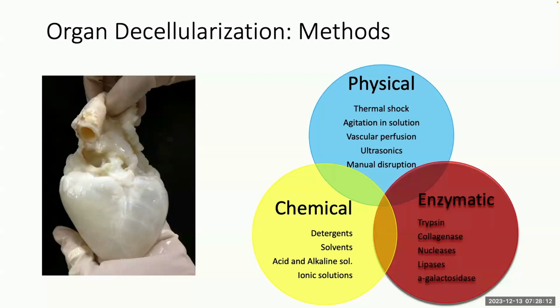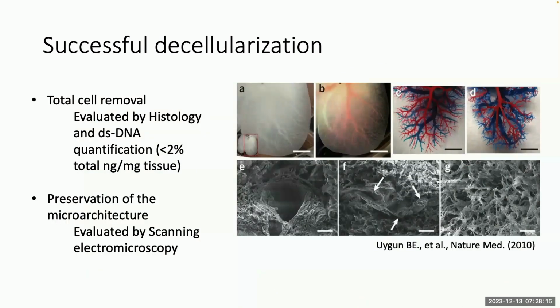Now, how do we decide that we have successfully decellularized an organ? Well, there are two things in general. One of them is total cell removal, and we check that by looking at the double-stranded DNA. We quantify it, and if it's less than 2% of the total DNA per milligram of tissue, then we can consider that the decellularization was done effectively. The other thing is the preservation of the microarchitecture, and this is the most important thing, because this is the reason why we're doing decellularization.